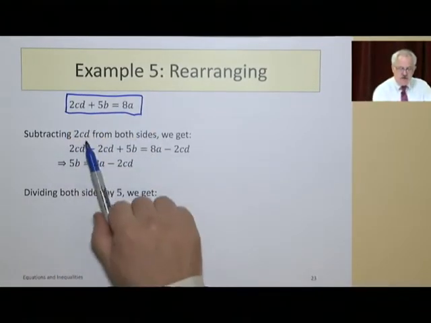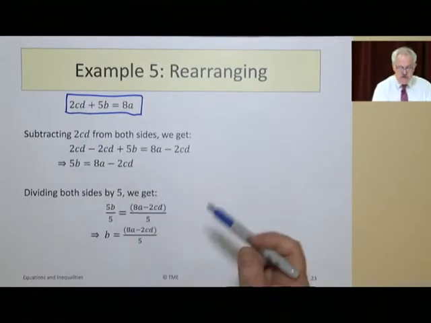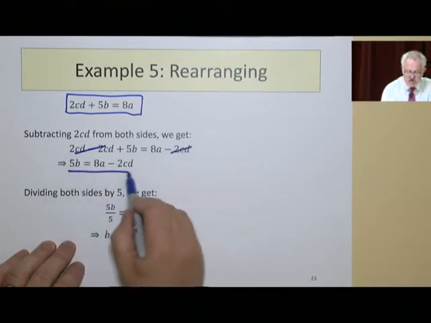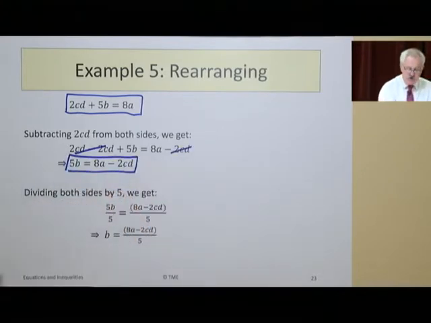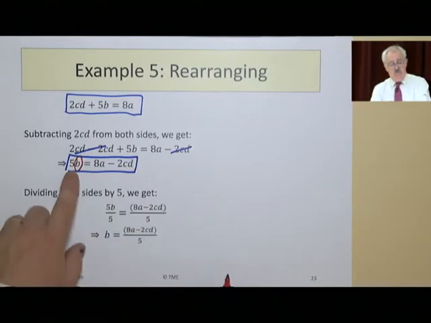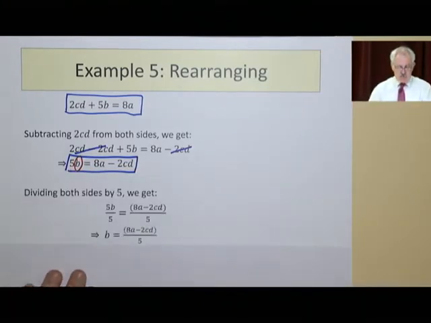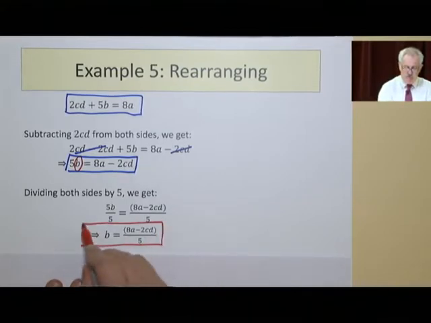Now, subtracting 2cd from both sides, we're left with just 5b. Our focus was b. If we know 5 times b is something, we just divide by 5, and we get b is equal to this.